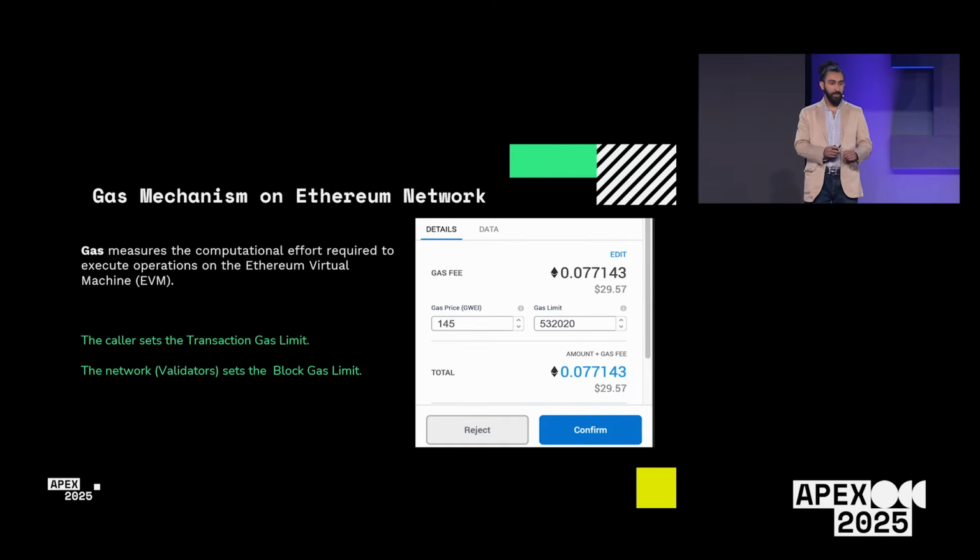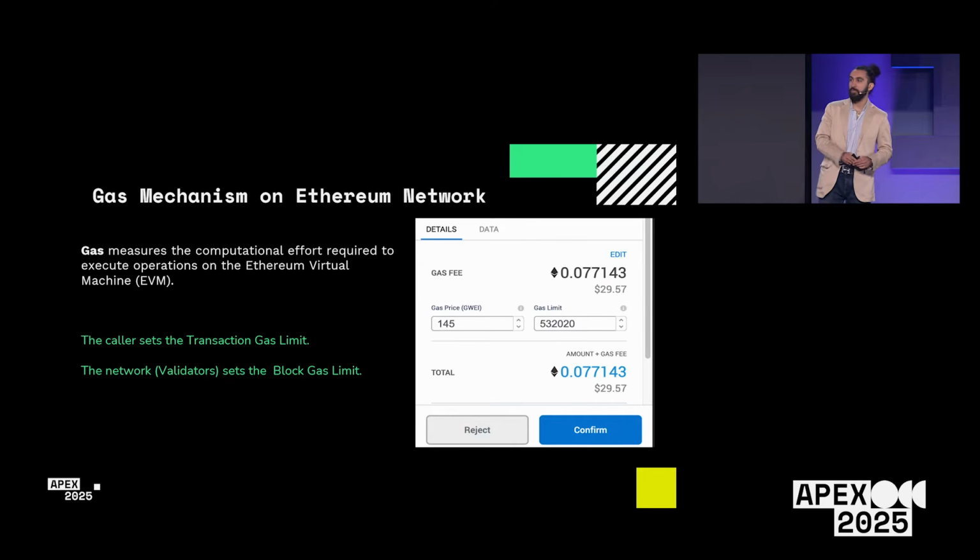So many of you may have already heard or know about gas. Gas basically is a measurement unit in Ethereum smart contracts. This is basically the amount of computation that's required for a transaction to be included in a block. And in terms of limits, gas has two limits. The first limit is the transaction gas limit, which is set by the transaction initiator, the person that tries to call the transaction. And this is basically the amount of gas or money they're willing to pay for their transaction to be included in a block.